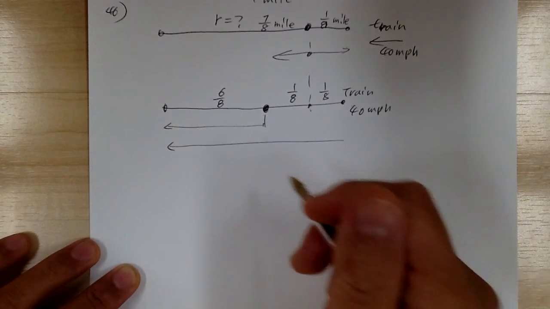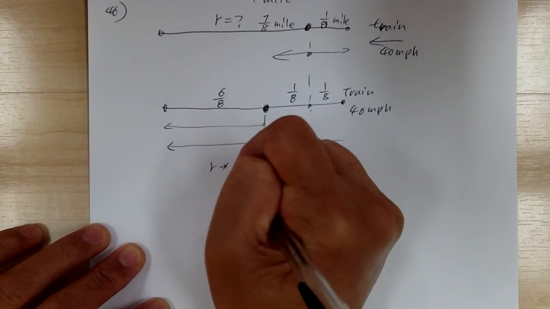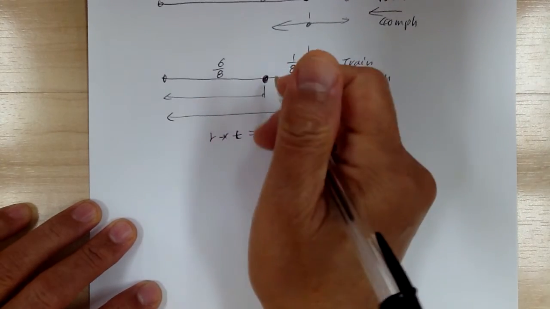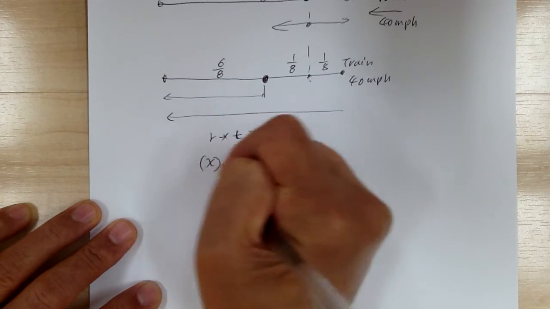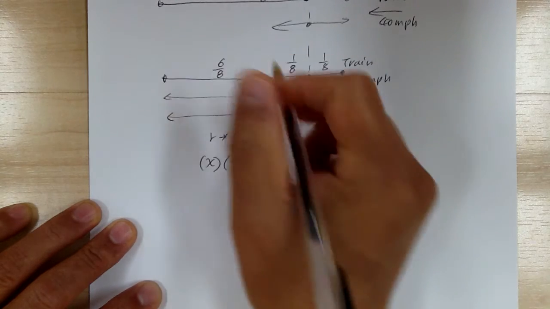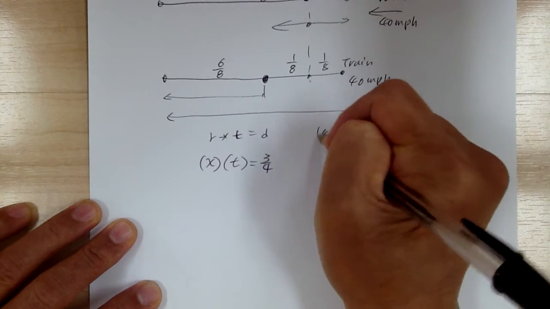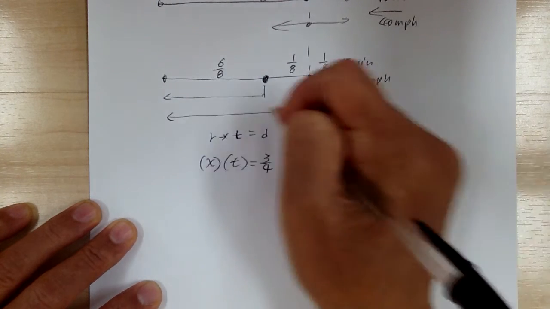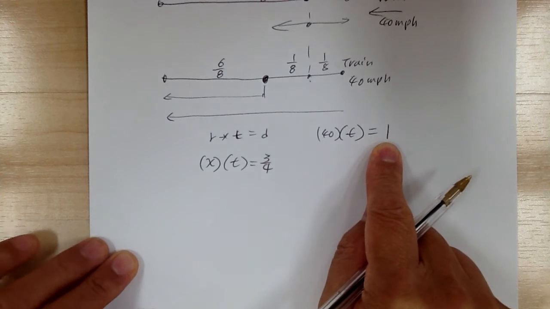So using the formula, rate times time equals distance, I'm going to do the cyclist. The rate, you don't know, so I'm going to call it X. The time, don't know, and the distance equals 3/4. Now for the train, the rate we know is 40. The time we don't know, so it'd be T, and the distance is 1 mile. So again, it's 40 miles per hour, the time we don't know, and it's 1 mile.